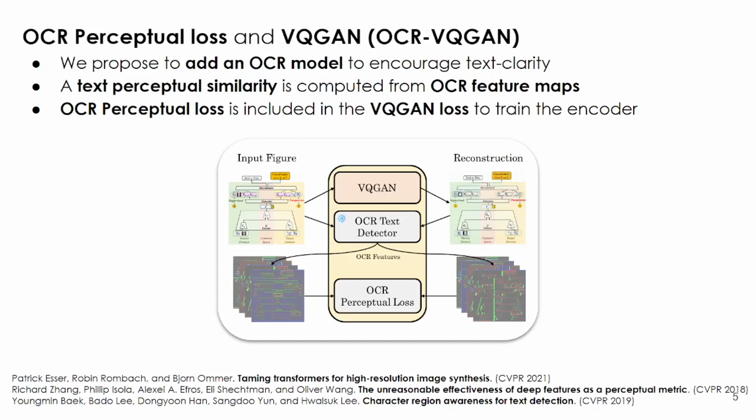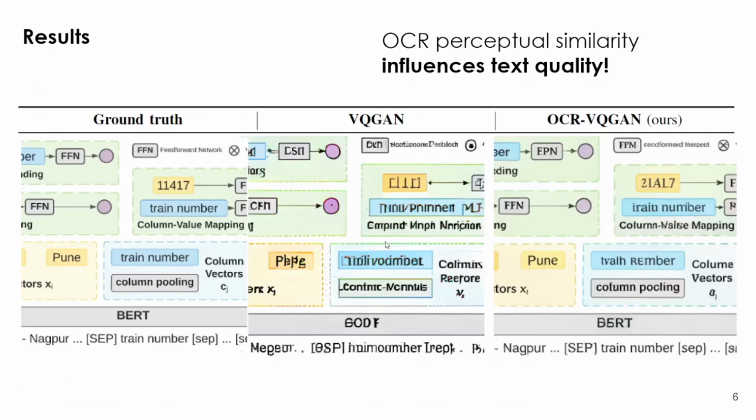Our model OCR-VQGAN will use this dataset and will be based on the VQGAN image encoder. It will add a text detection prior, which will be a trained OCR model, in order to learn an OCR perception loss. In this architecture, we see the input figure and the reconstructed figure from VQGAN, and we pass those two images through a frozen OCR detector model to compute a perceptual similarity in the feature space. By minimizing that similarity, we encourage the model to learn the most important details for texts and diagrams.